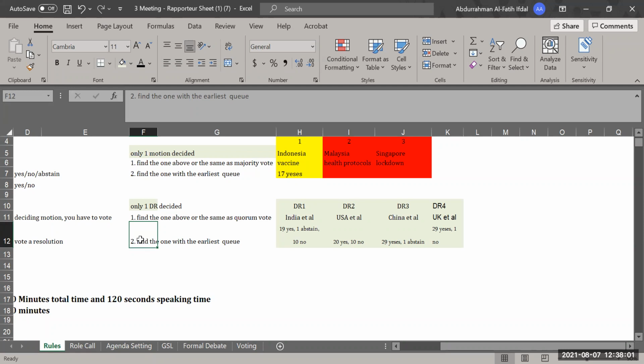So it's kind of complicated, but basically two rules. First, find the one that is above or the same as the quorum vote. Second, find the one with the earliest queue.